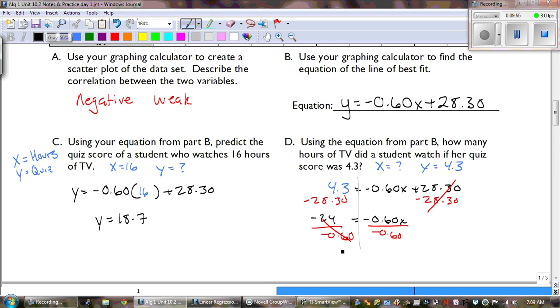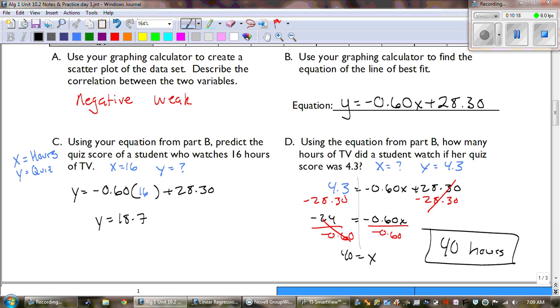Oh my gosh, who watches 40 hours of TV a week? Hopefully you don't, because that's insane. That's like a full-time job of watching TV nonstop. Oh. Anyways, there we go.